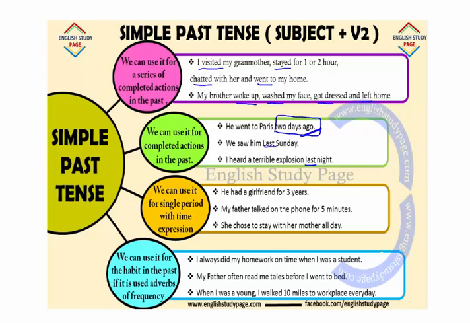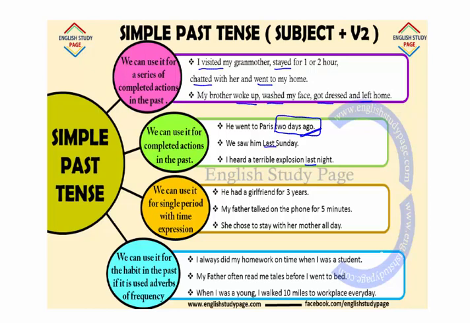The third thing is we can use it for a single period with a time expression, right? He had a girlfriend for 3 years. My father talked on the phone for 5 minutes, right? So we can use it for a single period with a time expression.